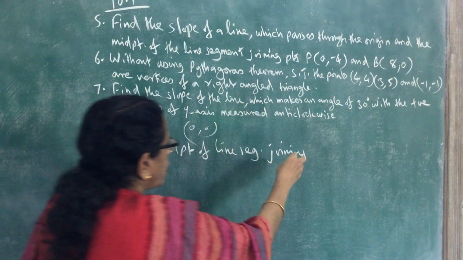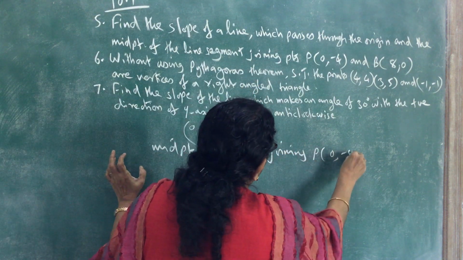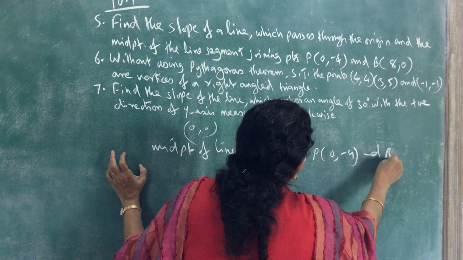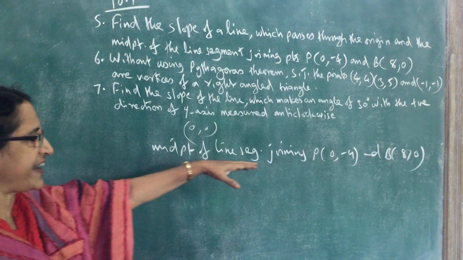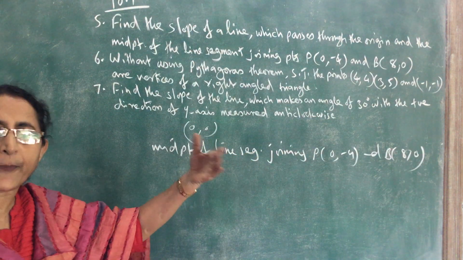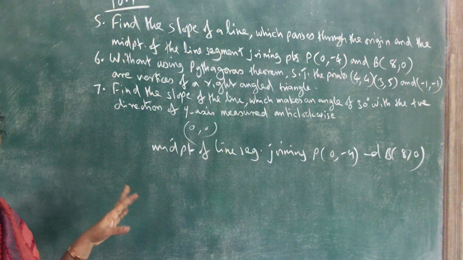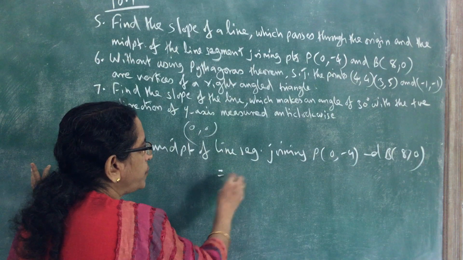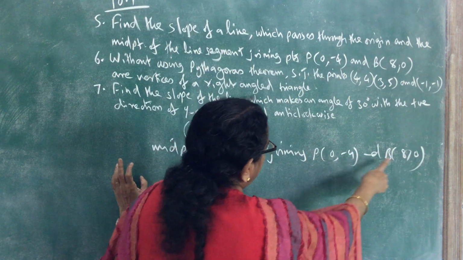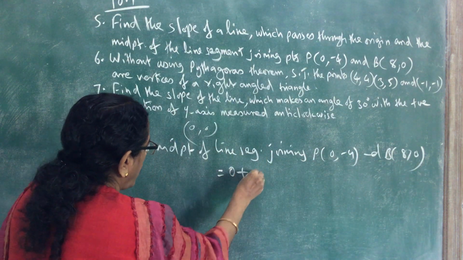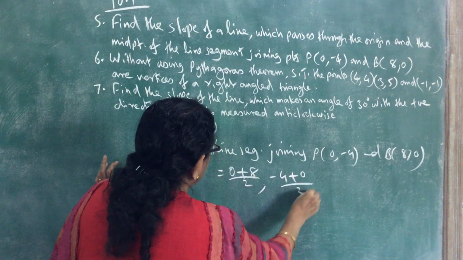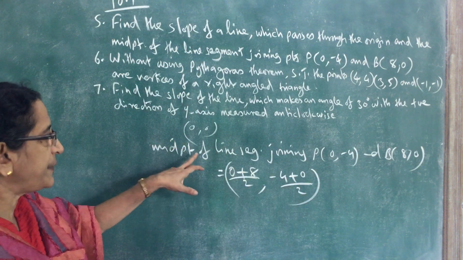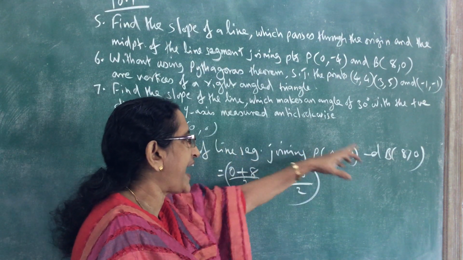midpoint of the line segment joining P 0, negative 4 and B 8, 0. So we have to find the midpoint of the line segment joining these two, that is the midpoint of PB. We can apply the midpoint formula, that is x1 plus x2 by 2, 0 plus 8 by 2, negative 4 plus 0 by 2. This is the midpoint formula for the line segment joining P and B.